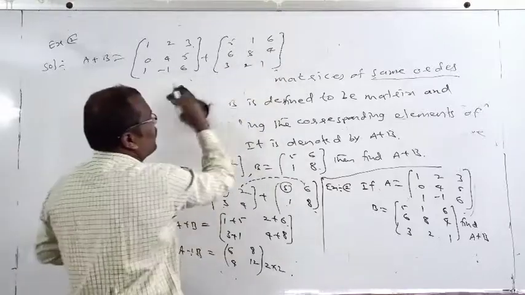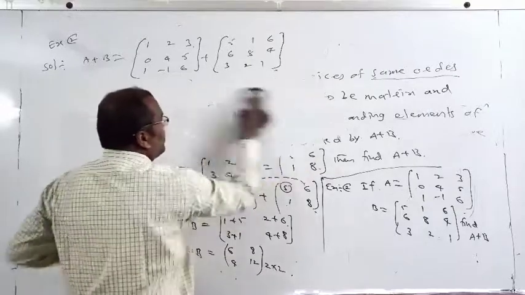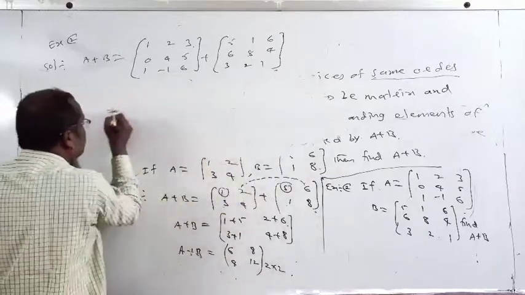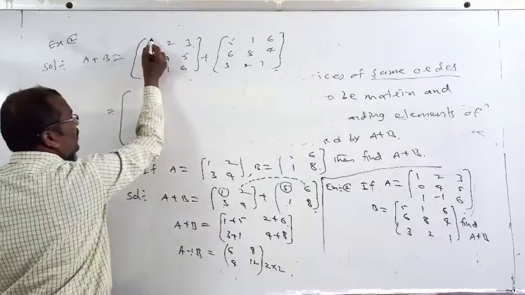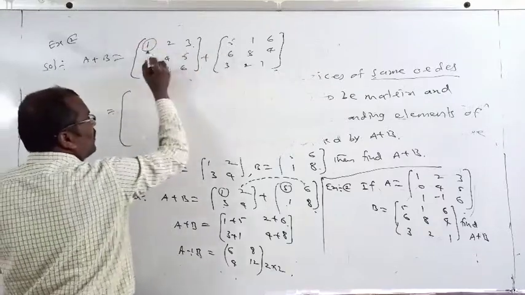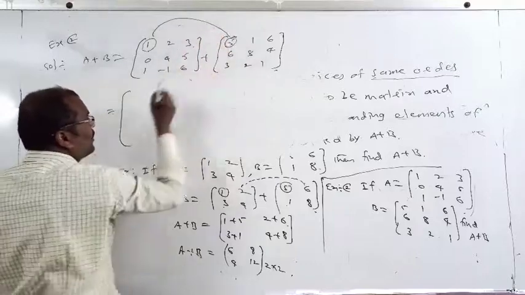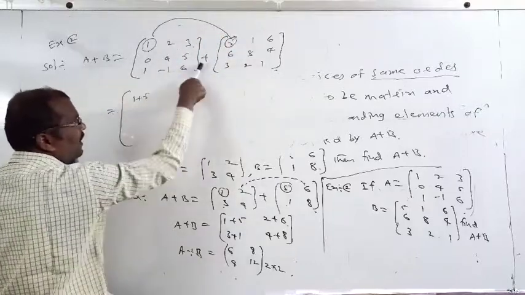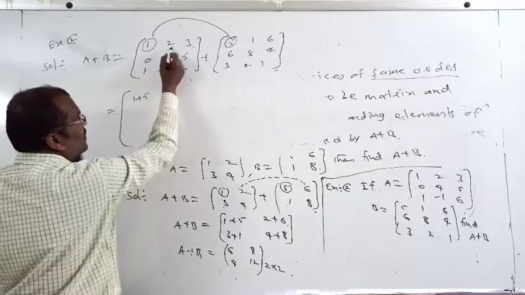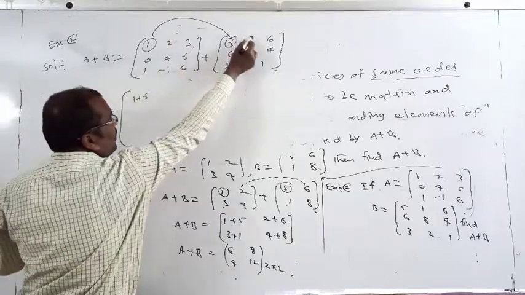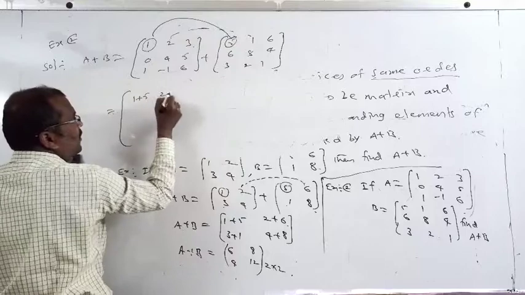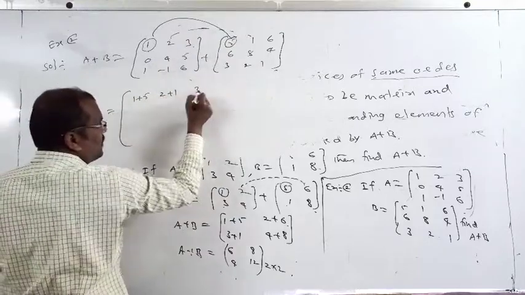How can you add the two matrices? By adding corresponding elements. What is the meaning of corresponding? First row first column and first row first column. Add these two: 1 plus 5. Next, second row, and so on.